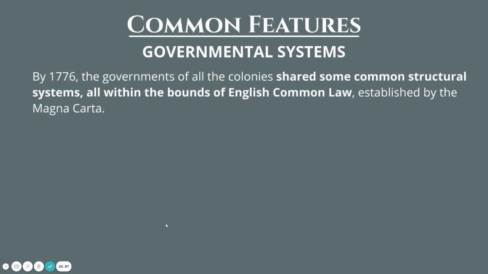What is important to remember is that, again, at their core, all of these individuals were British. So at the very top of that political structure, they all looked towards the king as their leader. They were all united under the same governmental principles, under the same general systems. As I write here, by 1776, the governments of all the colonies shared some common structural systems, all within the bounds of the English common law, which we discussed earlier, talking about the foundations of democracy, which were established by the Magna Carta.